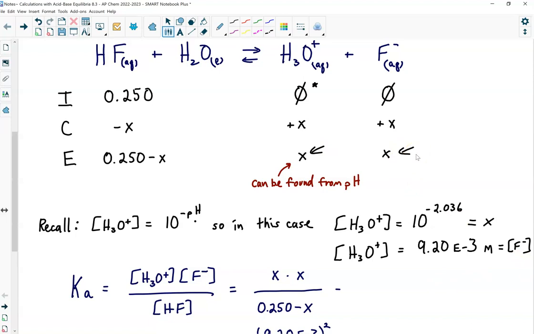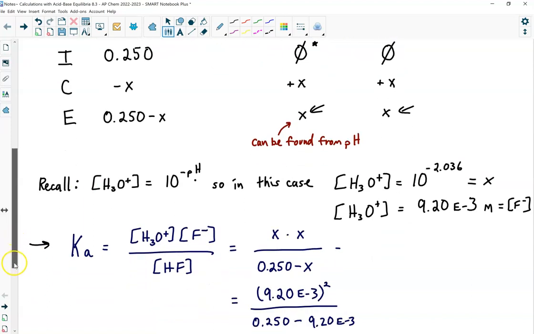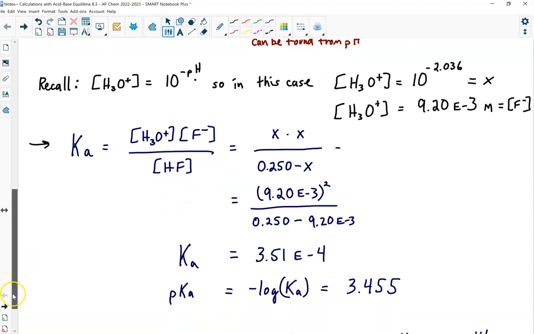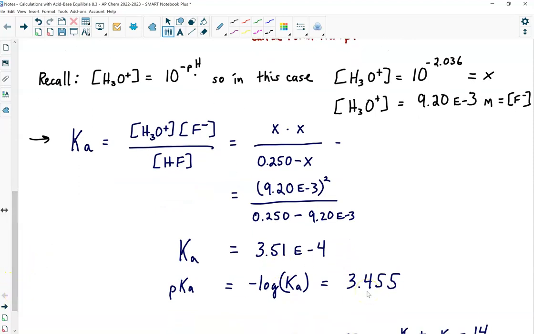And so then what do we always do? Remember, you always write your equation, and you always write your K expression. In this case, we're going to call it Ka. So the Ka is the hydronium times the fluoride over the HF. Well, that's going to be X times X over 0.250 minus X. Well, we know what X is. Plug it in. All right. And you get that Ka is 3.51 times 10 to the negative fourth. That's just doing the math.